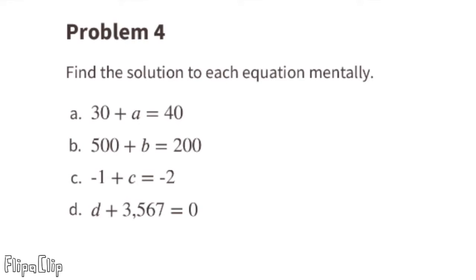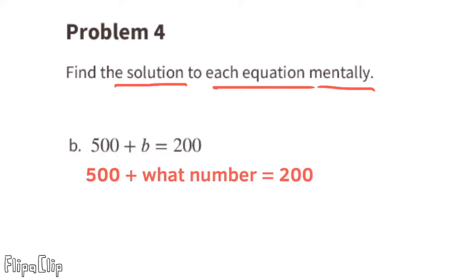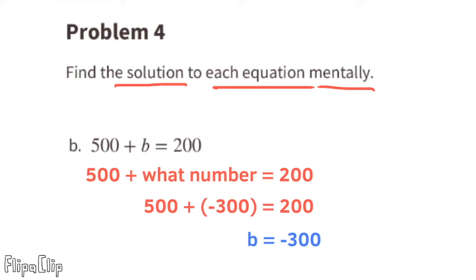Problem number 4. Find the solution to each equation mentally. A. 30 plus A equals 40. 30 plus what number equals 40? 30 plus 10 equals 40. A equals 10. B. 500 plus B equals 200. 500 plus what number equals 200? 500 plus a negative 300 equals 200. B equals negative 300.